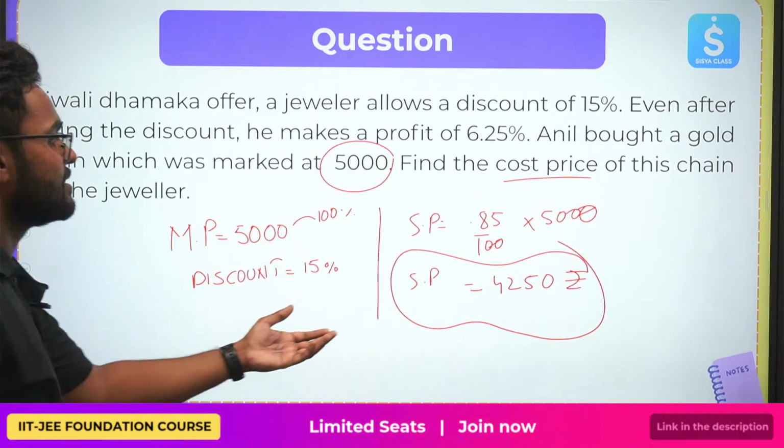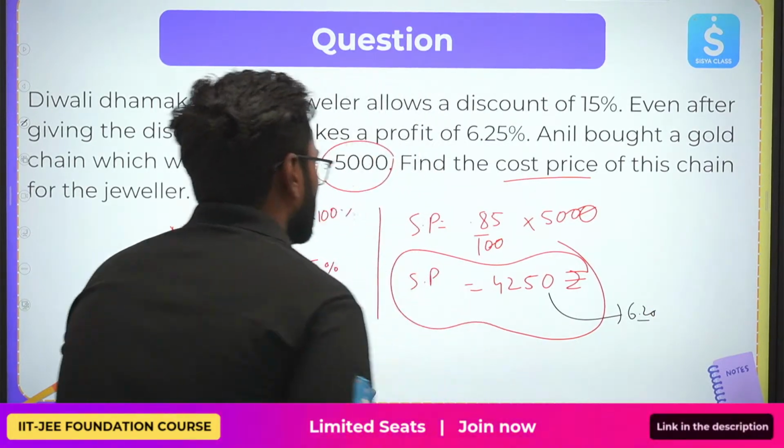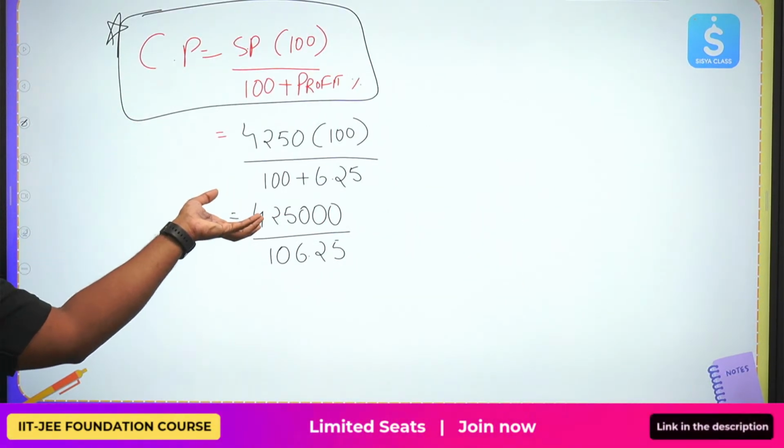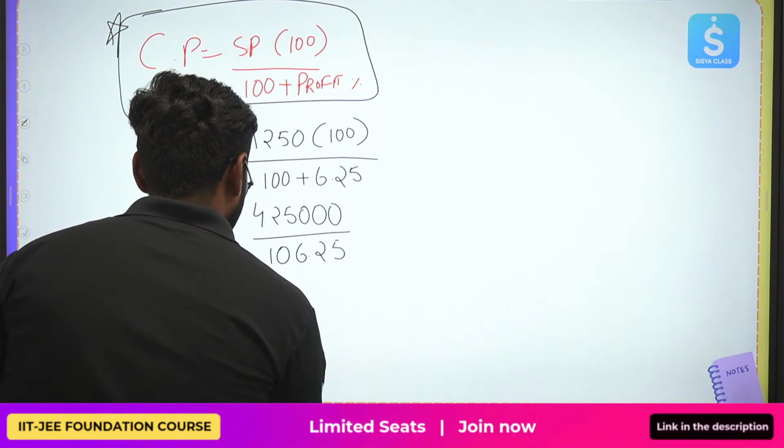If he is selling, this has a profit of 6.25%. If you remove it, you'd be getting the cost price. You can do that way also. This is an easy thing, or easy formula, right? So I'd be getting 4,000 rupees.